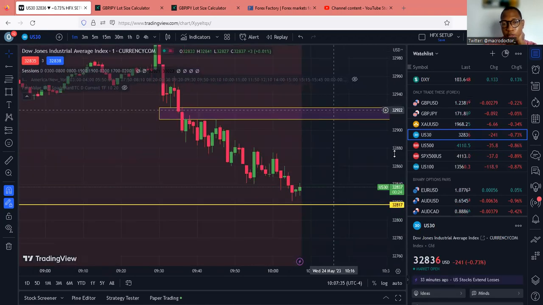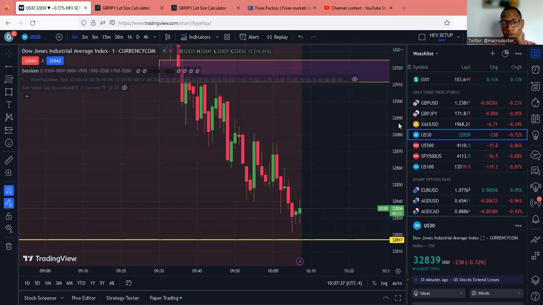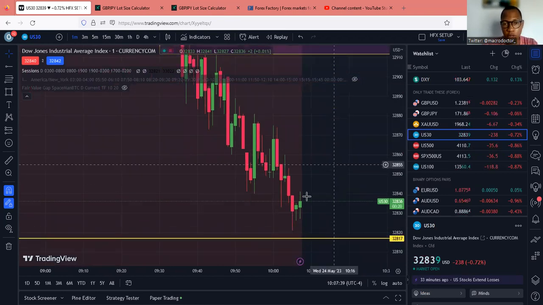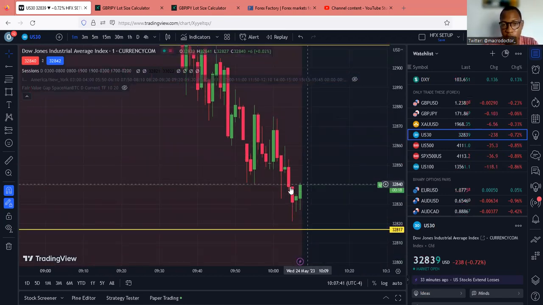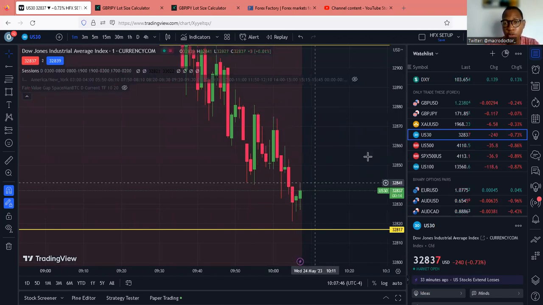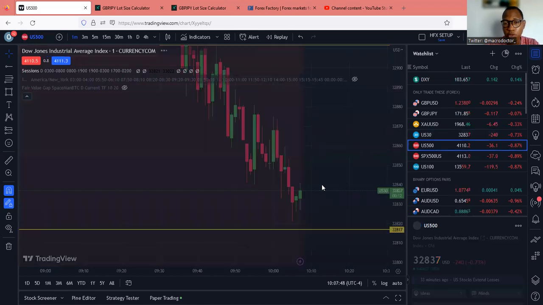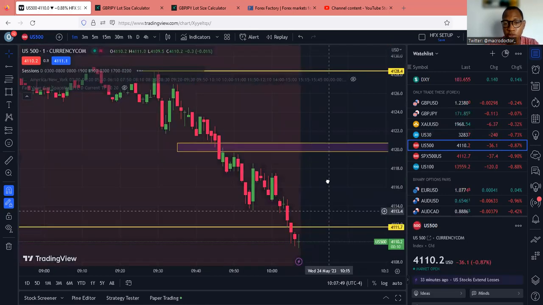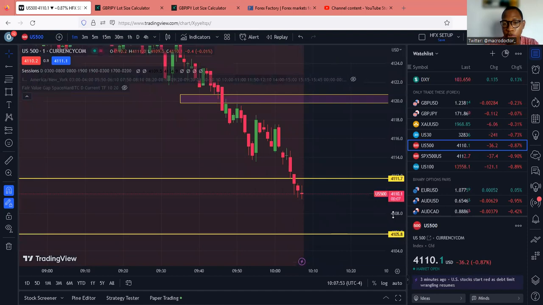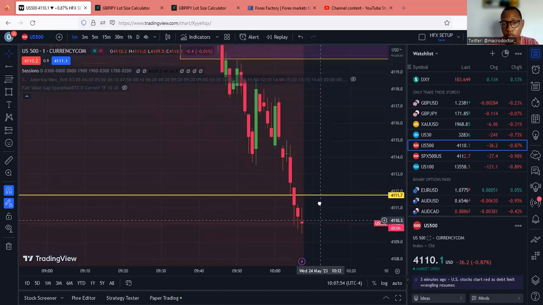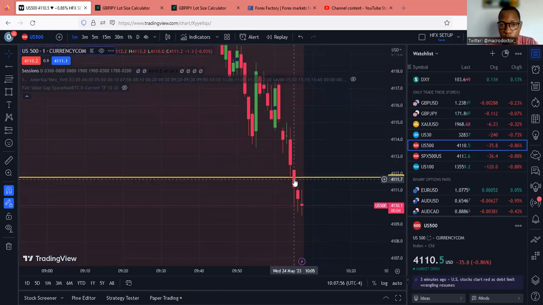So, as some of you might know, I have a more aggressive entry. If price closes above this, I am going to go in for, that's on the US 500 now. If price closes above that last red candle, I'll go in for the buy. But it doesn't look like it wants to do that just yet.